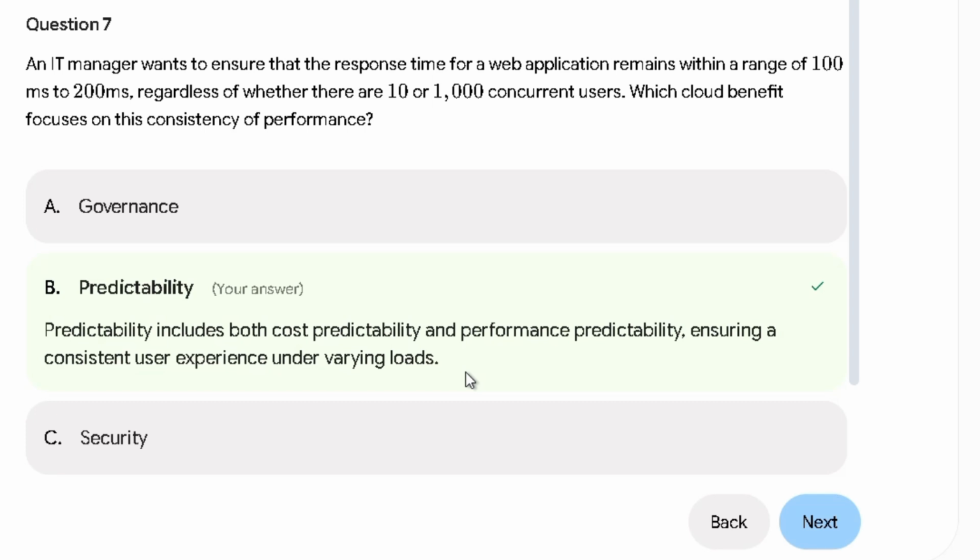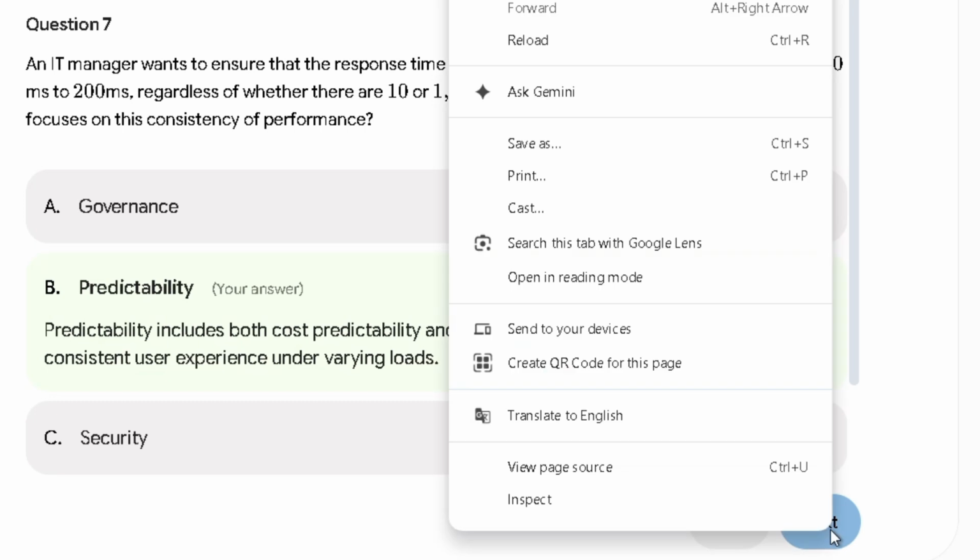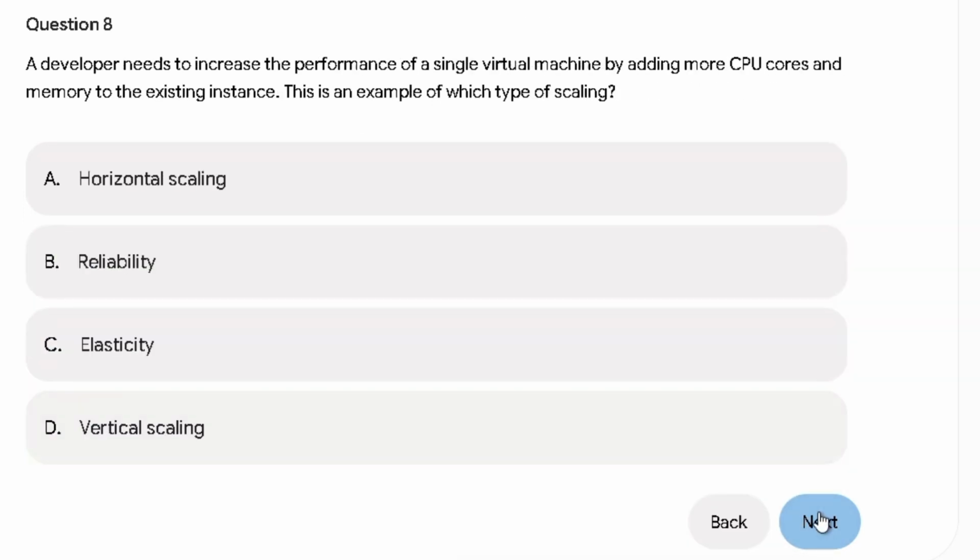So this was a tricky question, guys. We got it right, but it was tricky because predictability, remember, is how I can predict. No matter if I have 10 or 10,000 users, I need to be able to predict what's going to happen. So we're going to go on to the next question, and then we're on question number 8.